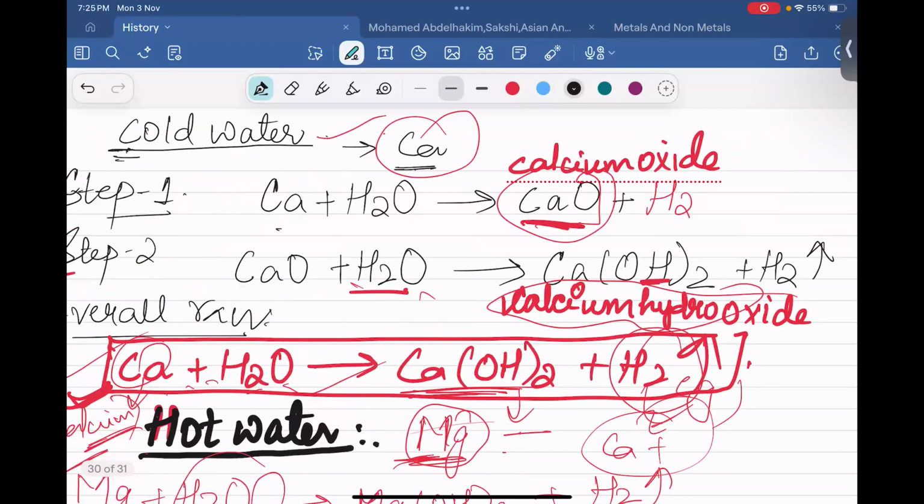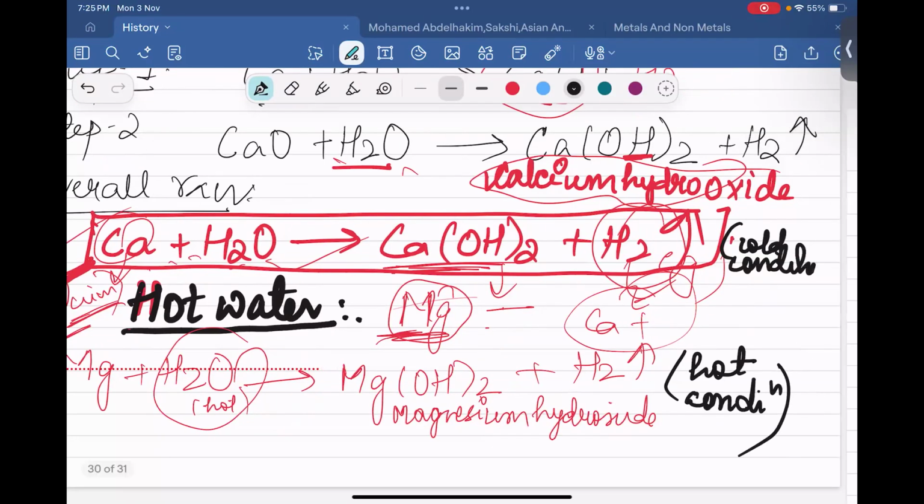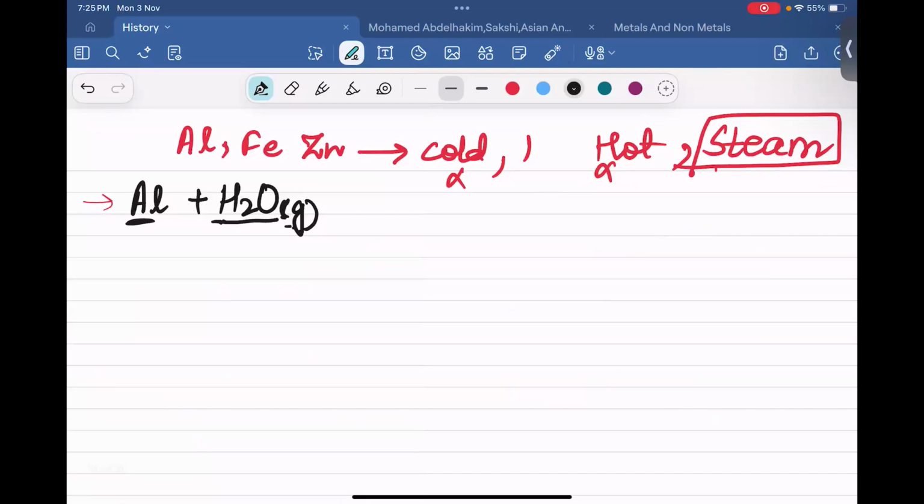In calcium also, write in brackets cold condition. In magnesium also, write hot conditions. So when aluminium reacts with gaseous water, we will get aluminium oxide, and H2 gas will be released.